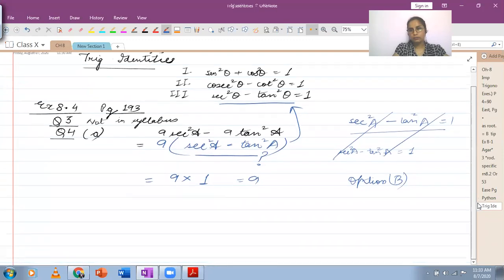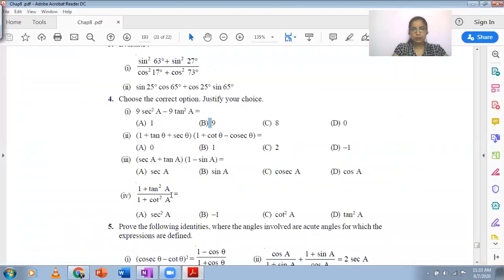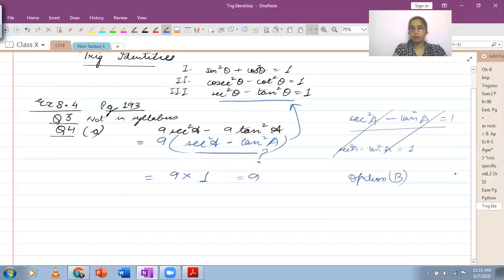After this, we have the second part: 1 plus tan theta plus secant theta in one bracket, and in the other bracket we have 1 plus cot theta minus cosecant theta. You have to find out the value of this. The simplest way to evaluate these, if we are not having the ratios in sine and cos, is to simplify them. Bring them to the basics, whatever expression you have. So let's just write down the question.